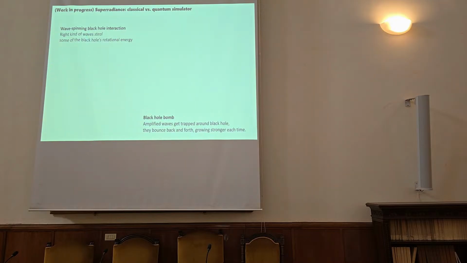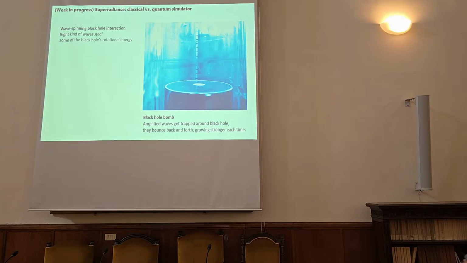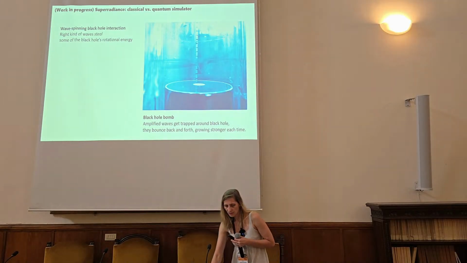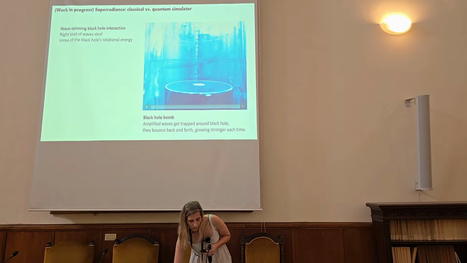We know that in a wave-spinning black hole interaction, the right kind of wave can extract some angular momentum. Now, if you repeat this in a superfluid, what's happening? The wave that stole some angular momentum, that impinges on your vortex flow, gets reflected back with a higher amplitude. Then it hits the boundary, which is the glass cylinder, and gets reflected back in. And every time it goes back in, it gets amplified again. And so instead of just superradiance, you can investigate superradiant bomb instabilities.